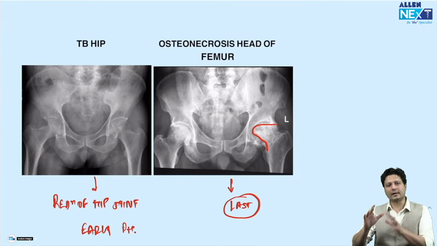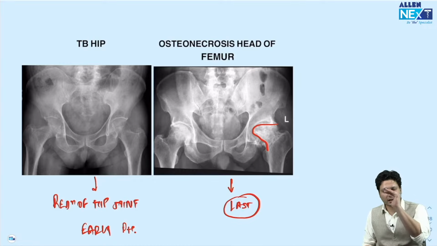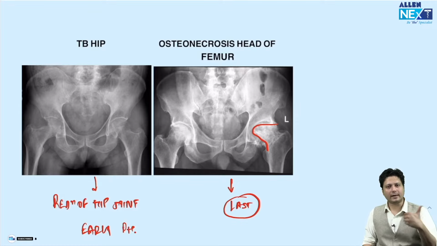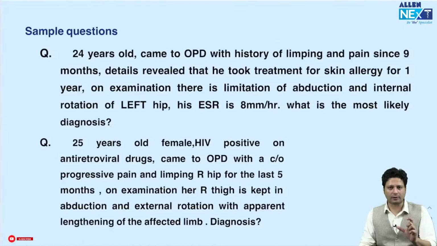You have to identify osteonecrosis of the head of the femur by looking at the compression in the head of the femur. While in case of tuberculosis, you identify it by looking at the reduction of the joint space and decreased density. These are the two differences. Now here we have a sample question for both of them.